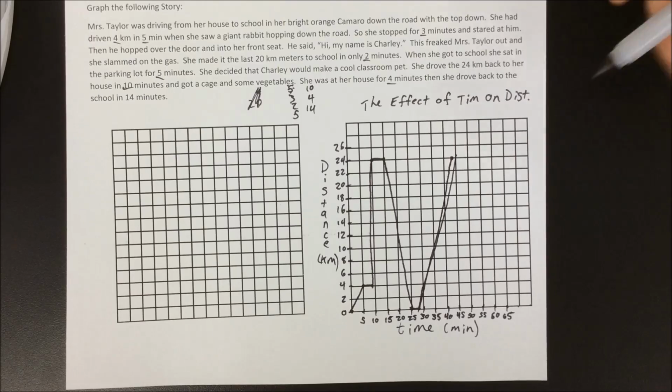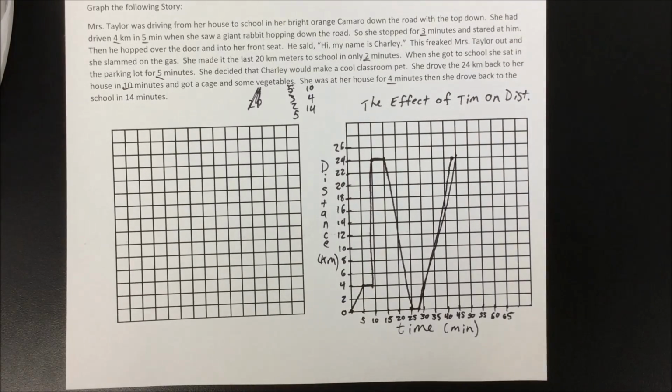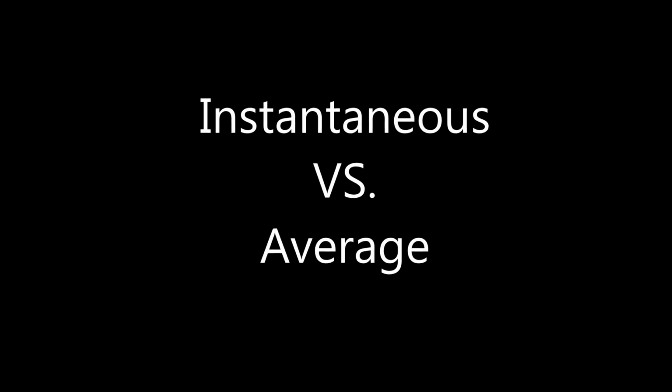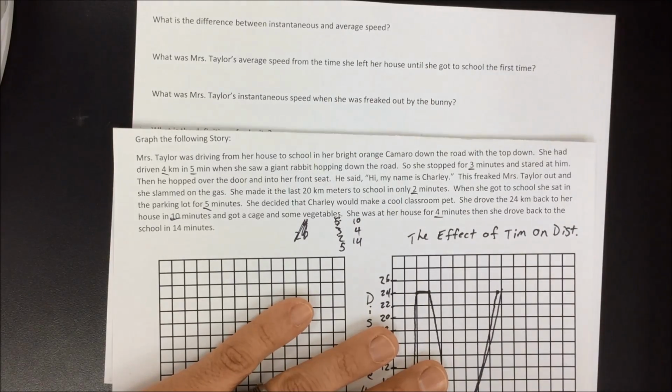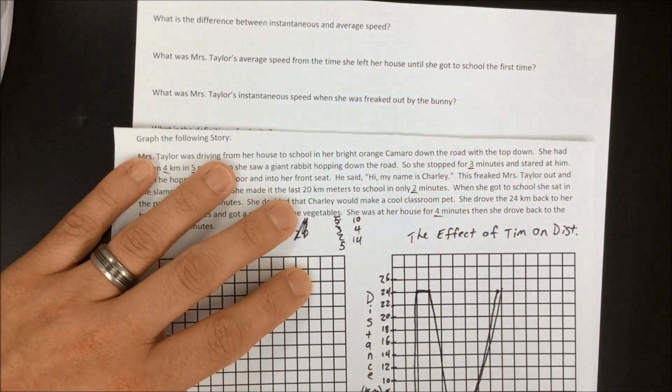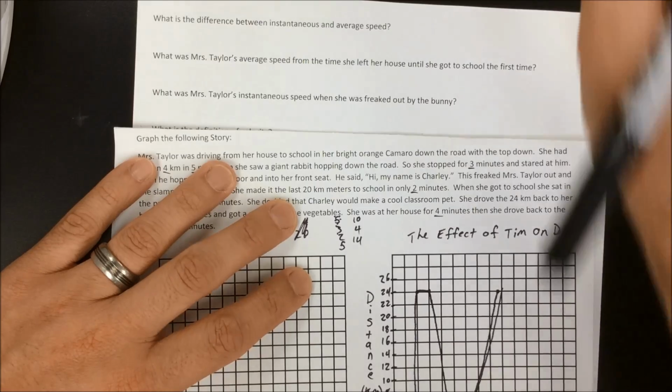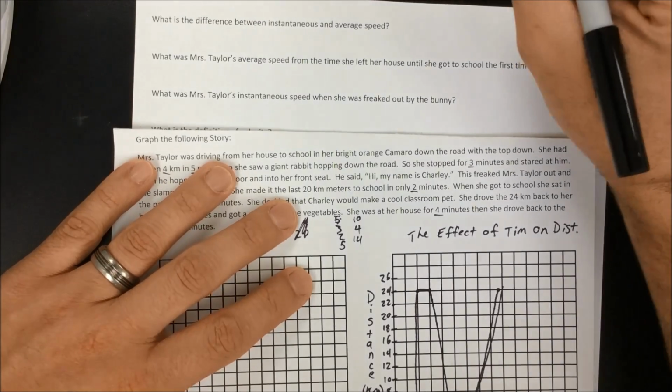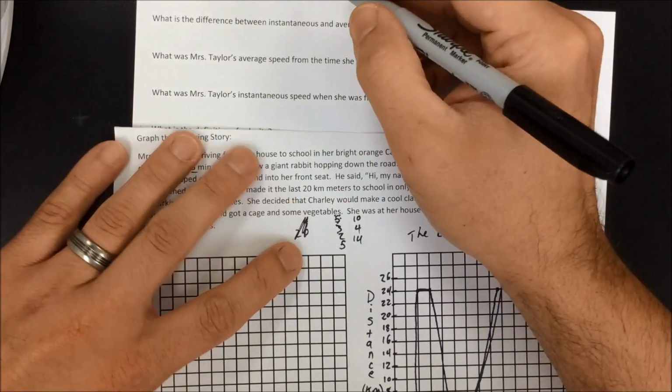So now compare your graph to this graph. You probably did a lot better job. Instantaneous speed is the speed over just a very short amount of time, where average speed is the speed over a very long period of time.